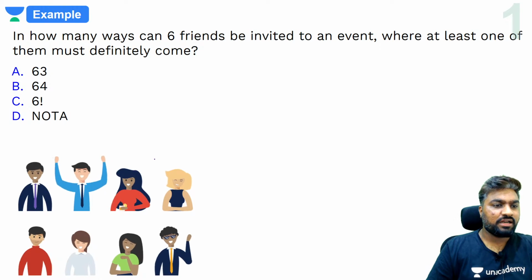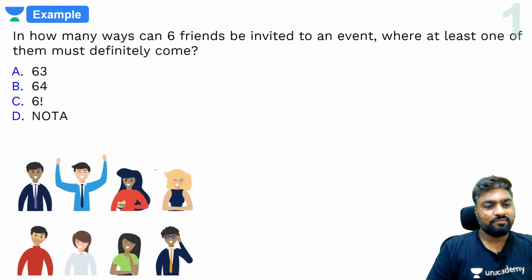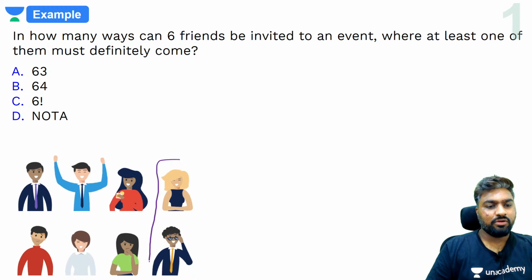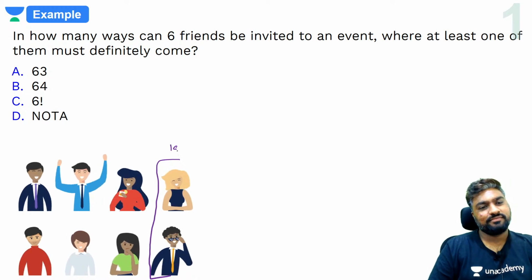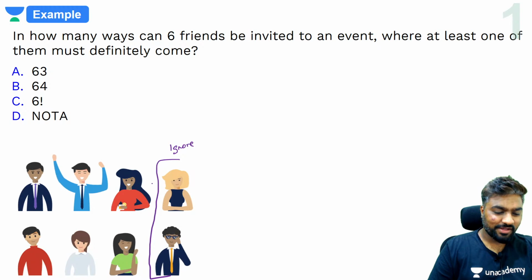Sorry, for some reason there are 8 friends. 2 need to be ignored, okay? Ignore them. Okay, try this.